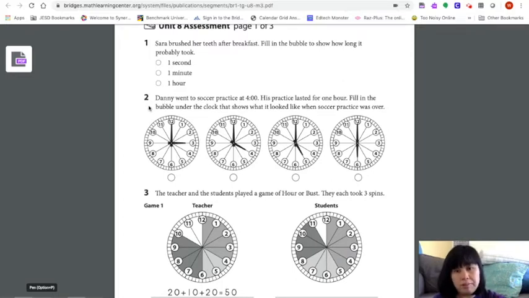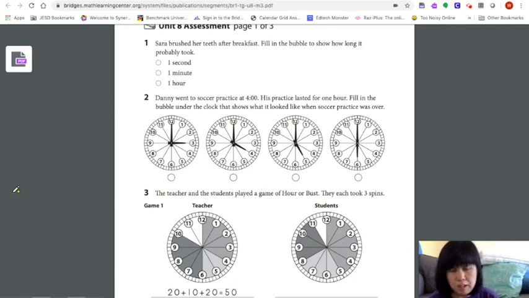Number 2, Danny went to soccer practice at 4 o'clock. His practice lasted for 1 hour. Fill in the bubble under the clock that shows what it looked like when soccer practice was over. So what I'm going to do is I'm going to underline some information in here because this is a story problem, and story problems, they have a lot of information and we have to pull it out of the story and decide what we're going to do with all this information.